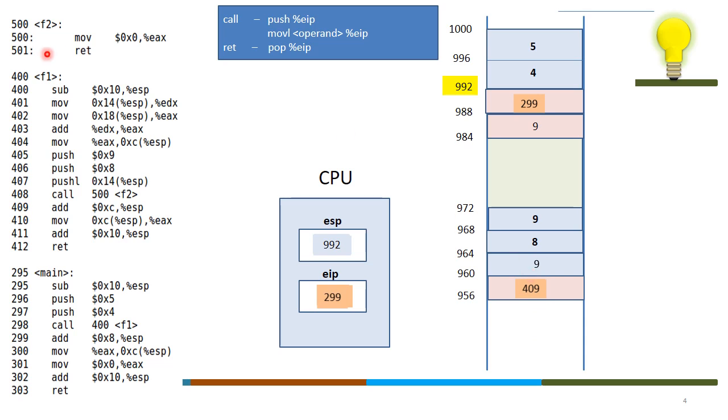right? So now we will continue with the next example where the compiler will be using EBP and ESP, right?